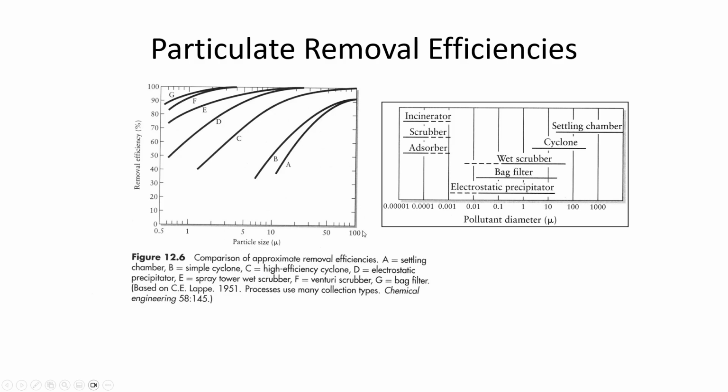Here on the horizontal axis of this figure, it's showing that a settling chamber is good for the large particle sizes, very large particles, it'll settle. But if we want to have really effective removal of small diameter particles, then a bag filter, G, is the most efficient for getting those smallest particles out. And it's the one that you're going to require the most amount of maintenance and is probably the most costly. So you're always paying for performance.